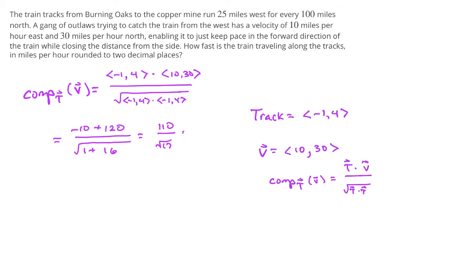If we plug that into the calculator, what we get for an approximation is 26.67891875, and our units were in miles per hour. So rounded to 2 decimal places, what we have is a train speed of 26.68 miles per hour.